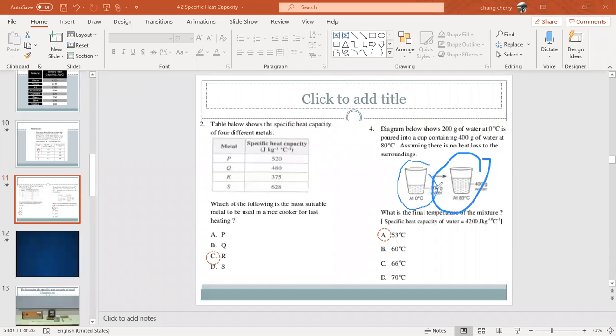mcΔθ. Here you will have two liquids, this one is liquid 1 and this one is liquid 2. When they reach thermal equilibrium, both of them will have the same final temperature and also the same amount of heat. So we can use this as the comparison. This one is 1, then this one is 2. For 1, what is the mass of liquid 1? 200 grams. But we need to change it into what?